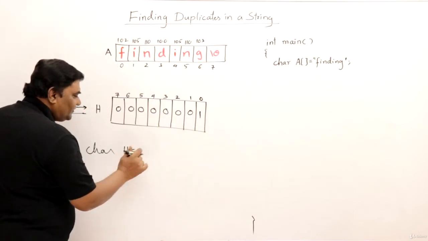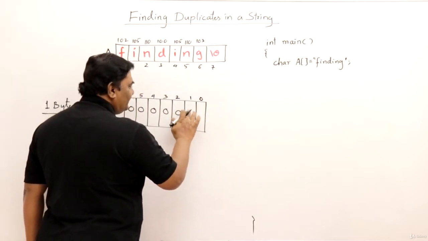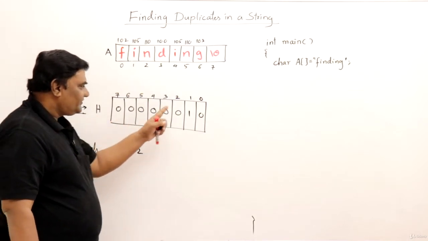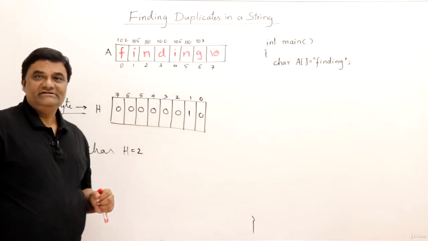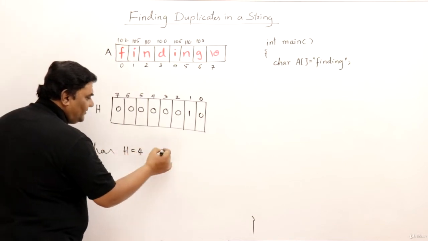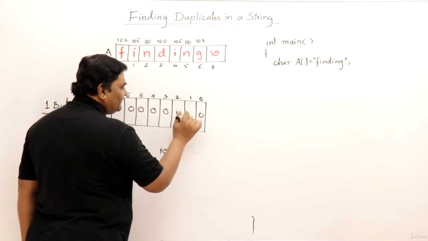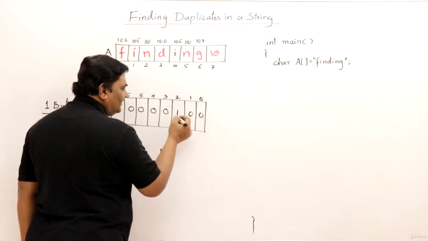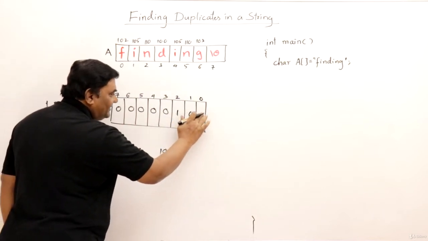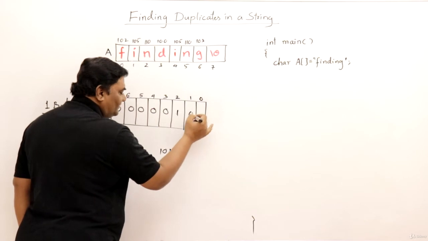Then if I store 2 here, then the binary form of 2 is 1 0. So this is 0 0 0 0 1 0. Yes. Then if I store 4, the binary form of 4 is 1 0 0. So this will be 1 0 0. If it is 5, then the binary form is 1 0 1. So it will be 1 0 1. Let us make it back as 4 only.